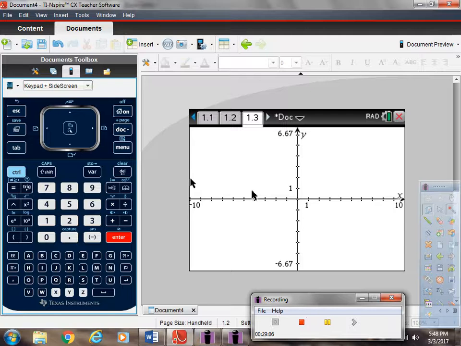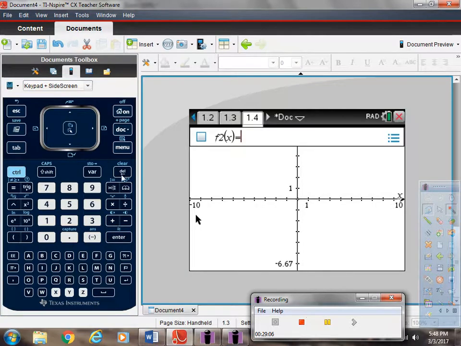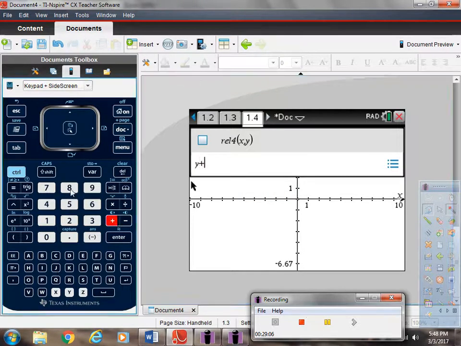What did I do wrong? Because it should cross at 2. Okay, so maybe I did pick the wrong answer on this one. Let's try that again. Let me try typing it in. Maybe I did something wrong.